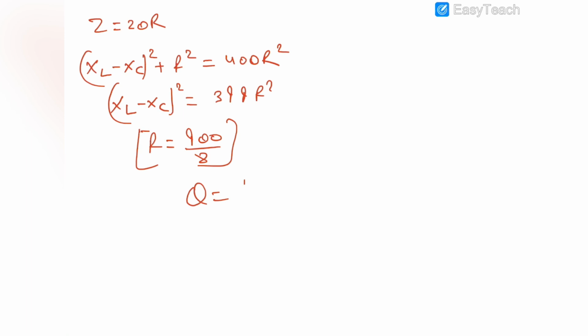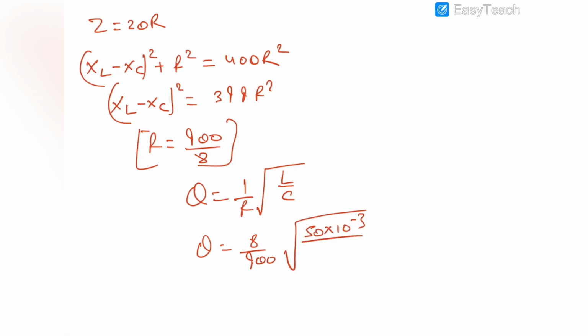And quality factor is 1 by R under root L by C. So Q would be 8 by 900 under root. L is 50 into 10 raised to the power minus 3. C is 2 into 10 raised to the power minus 9. So Q would be 8 by 900 into 5 into 10 raised to power 3.